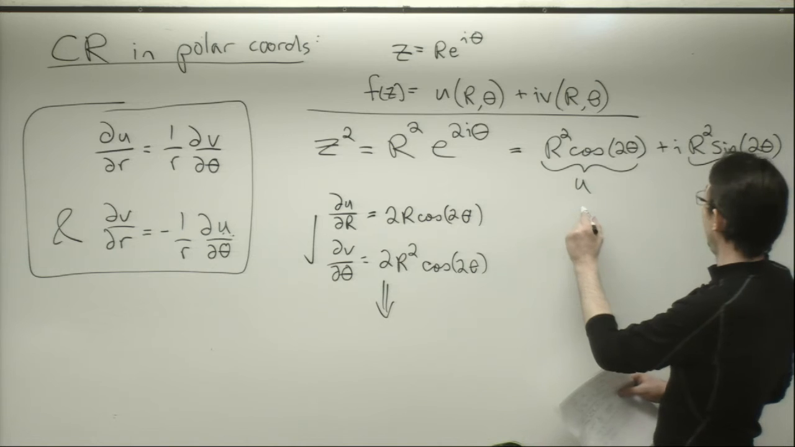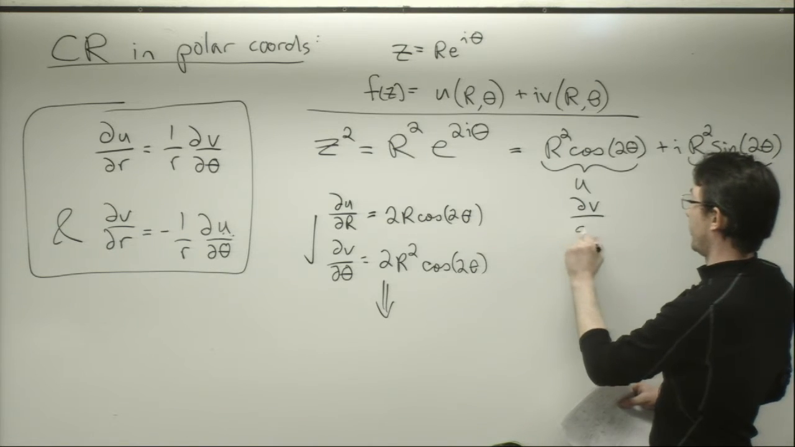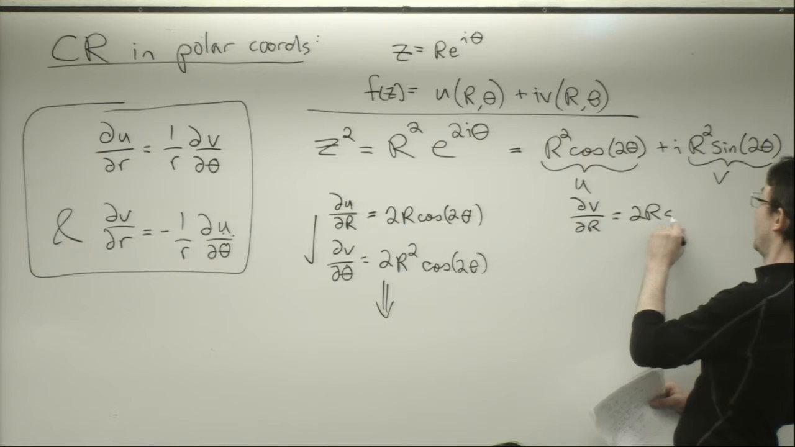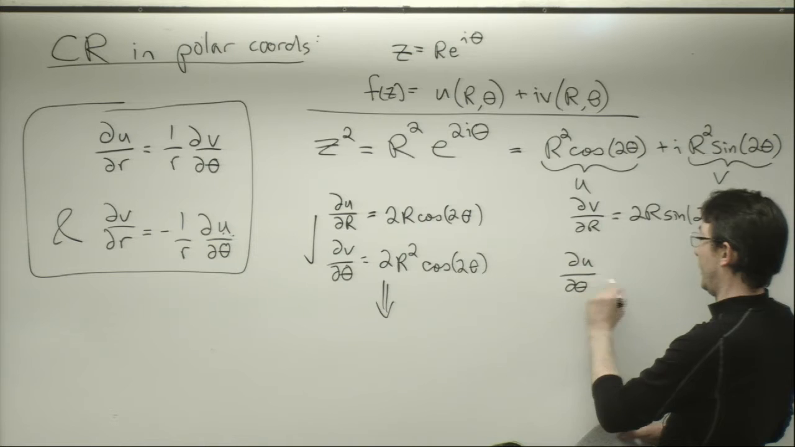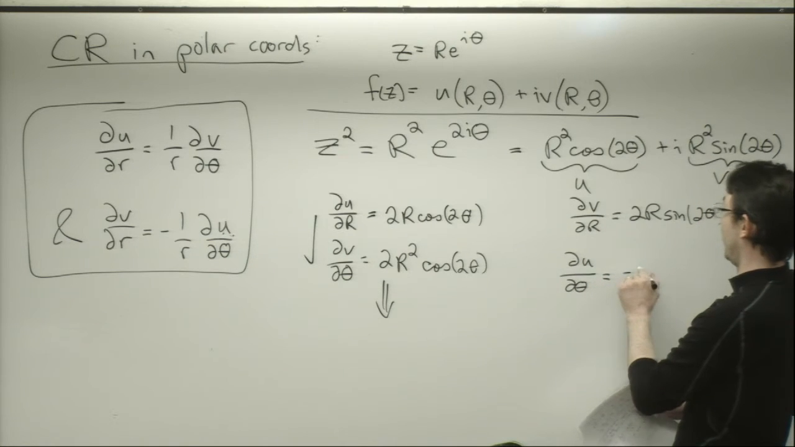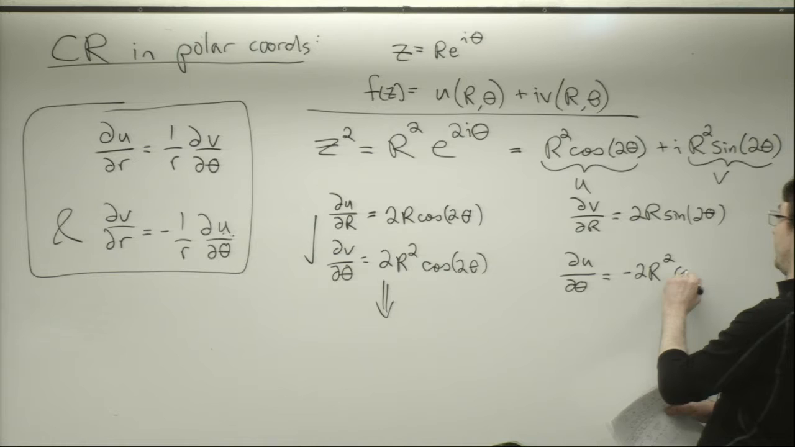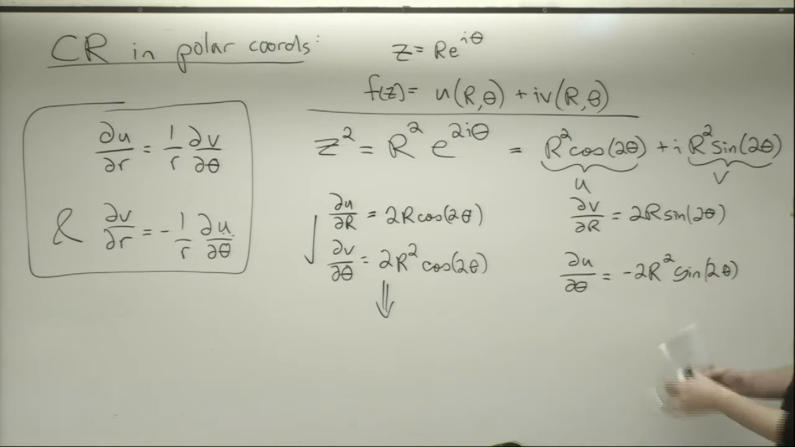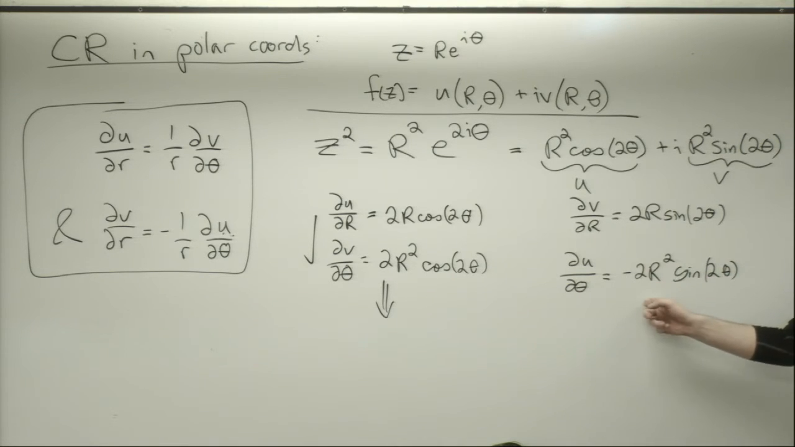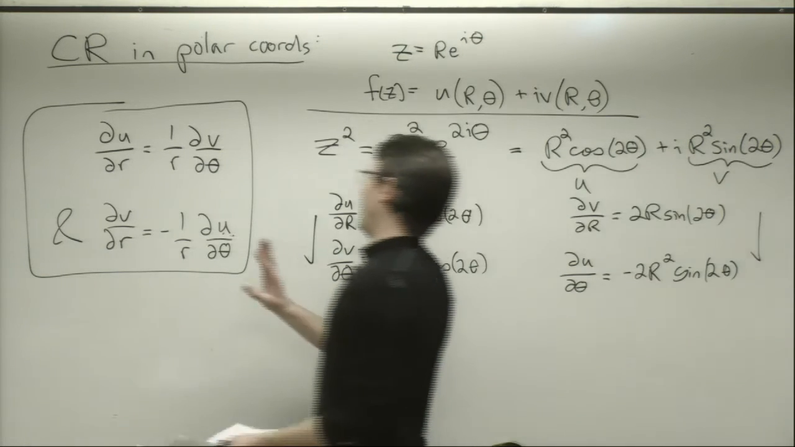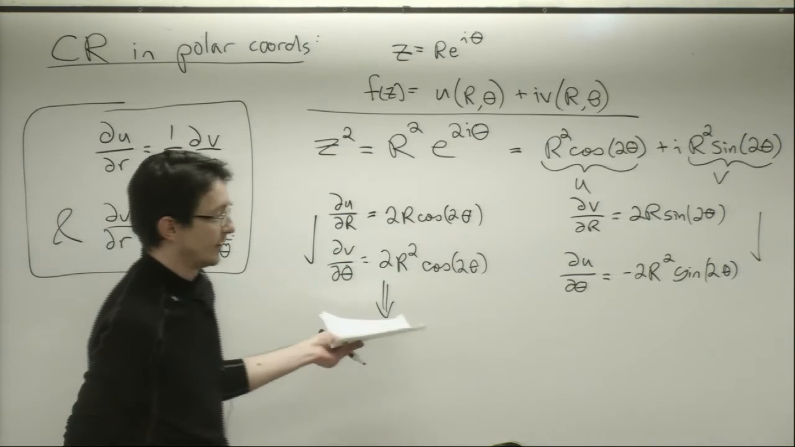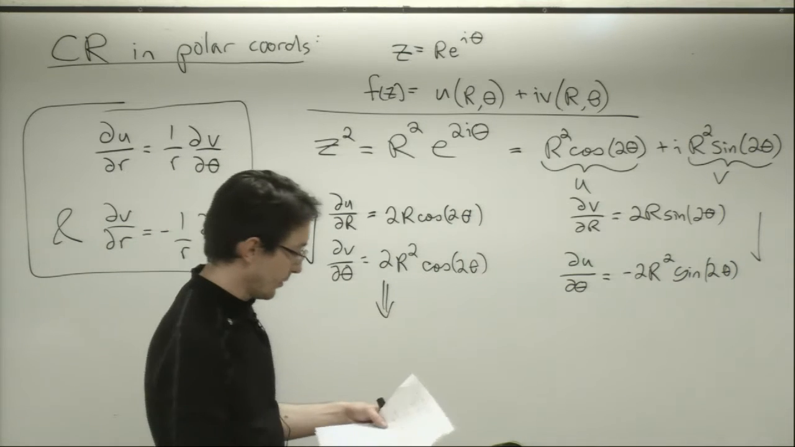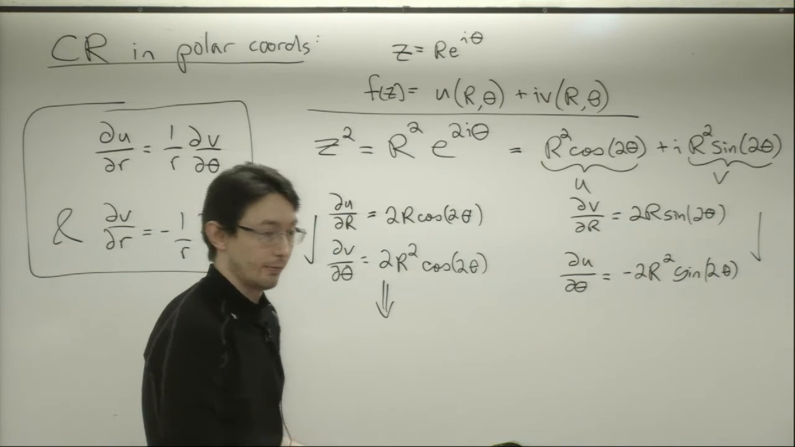Partial v partial r is 2r sine 2 theta, and partial u partial theta is minus 2r squared sine 2 theta. This has the same relationship: if I divide this by r and take the negative, I get the top expression. So both Cauchy-Riemann conditions are satisfied in Cartesian and in polar coordinates. This is not the best example of something that's easier in polar coordinates, but log is actually a lot easier in polar coordinates.